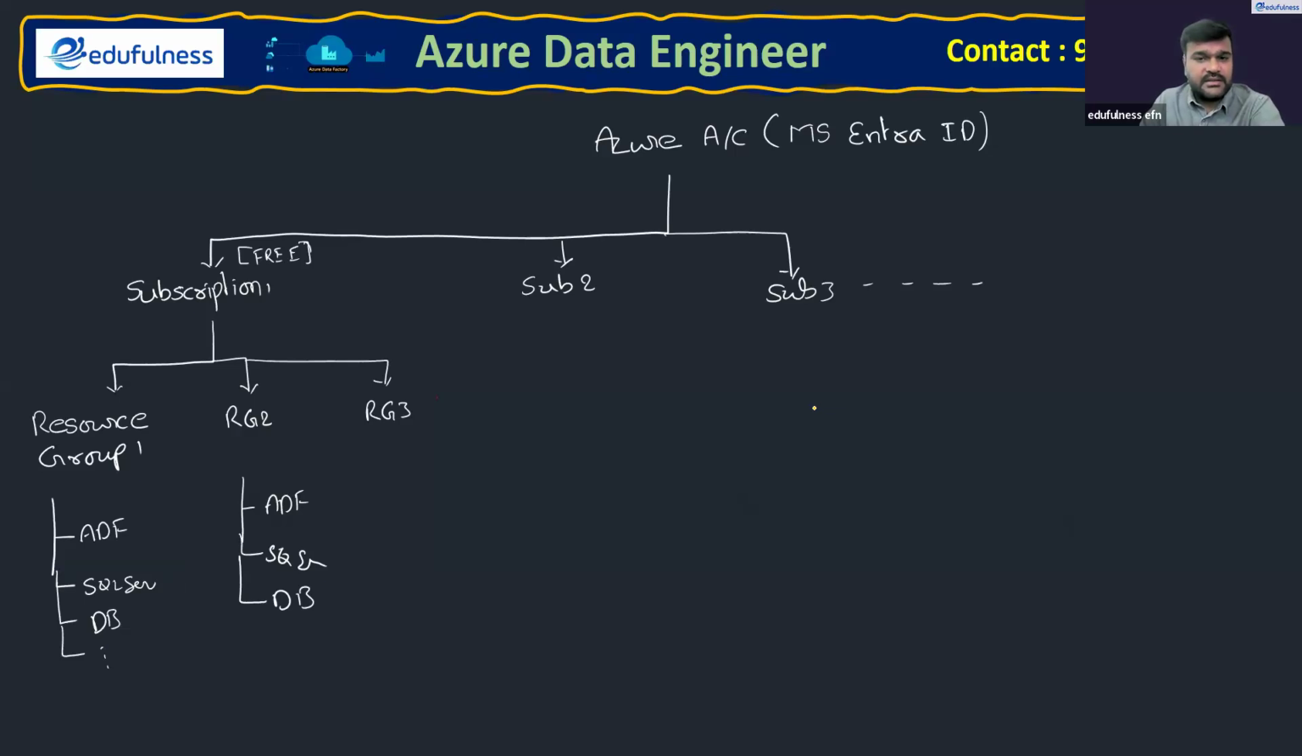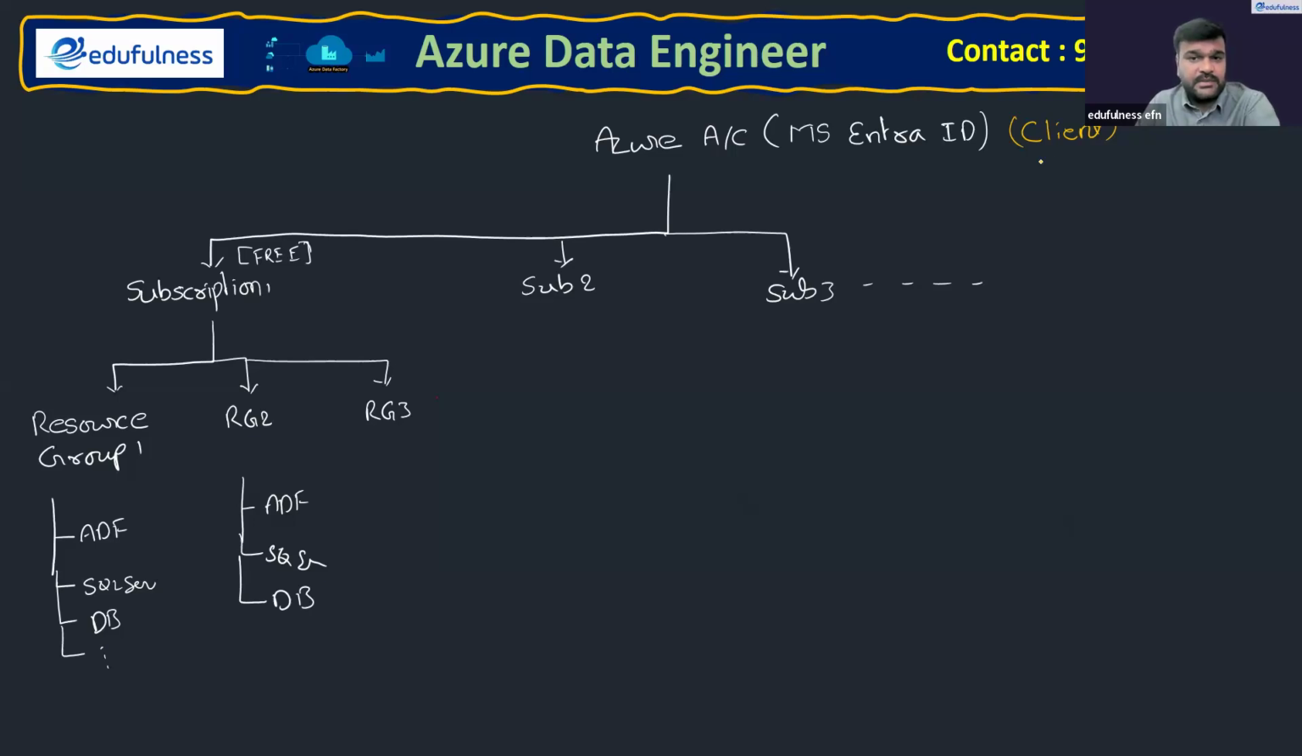Now let's try to understand related to the real-time situation, if you have real-time projects. This is subscription one, which in general people are going to use. Assume this is your client. Assume Edufulness is your client. Your client is different, your company is different. So you are working for the client. Under the client's account, you are one of the users, working for them.